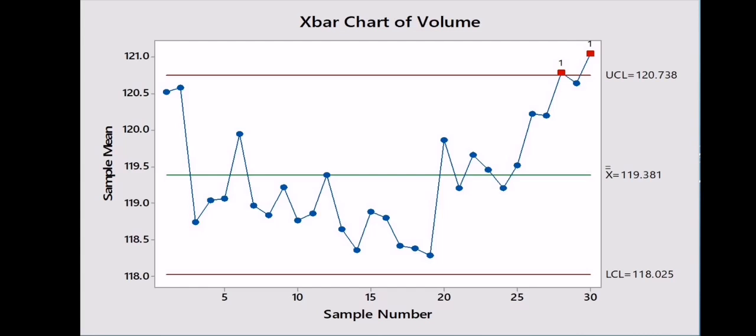This is an X-bar chart, and it's probably the most popular of all the control charts because it's a simple way to keep track of the mean of a process. Sometimes in conjunction with an X-bar chart, one keeps an S chart, a standard deviation chart, or an R chart, a range chart, to keep track of the variation in the process as well. But here we just show an X-bar chart.